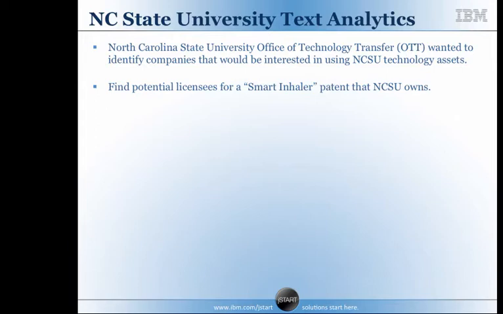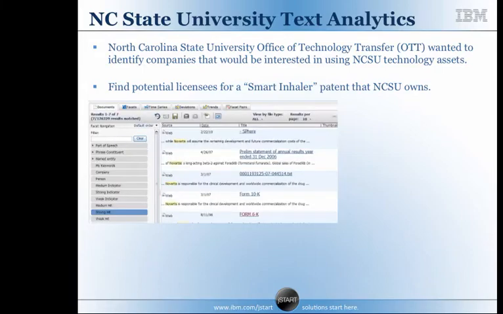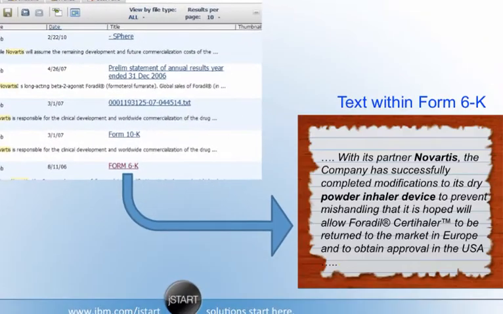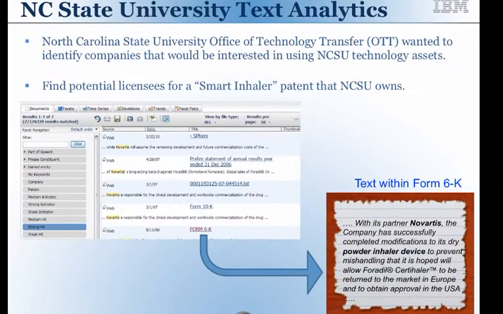Without going into a lot of detail, our team created a text analytics model in which we identified companies with a strong or medium inclination to license the smart inhaler technology by analyzing over 170,000 documents that we gathered from the web. We exposed the model within the IBM Content Analytics Text Miner tool, and then the OTT staff could view those documents. So how would someone create the text analytics model using the NLP utility to identify strong and medium hits within a large corpus of data?